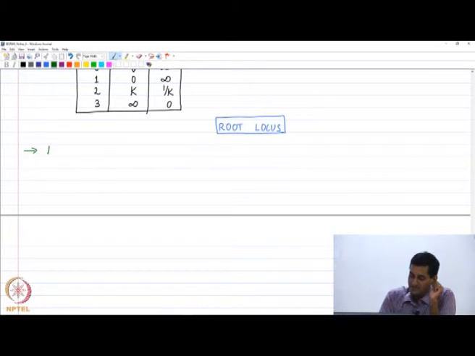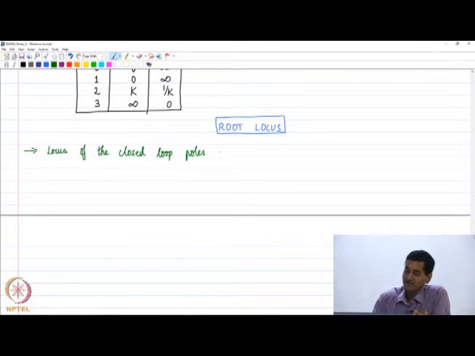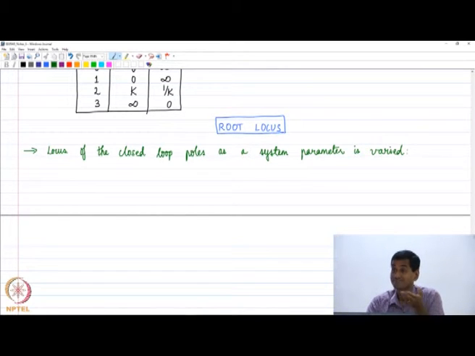So what is root locus? This is the locus of the closed loop poles as a system parameter is varied. For example, if I vary the open loop gain K, capital K, which came in the previous slide, how do the closed loop poles vary? Once again we are going to consider the same block diagram which we looked at.